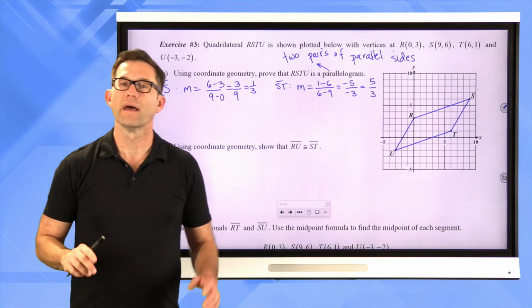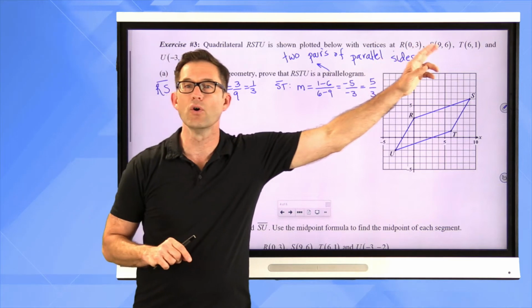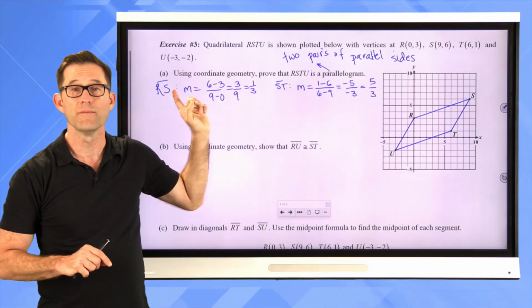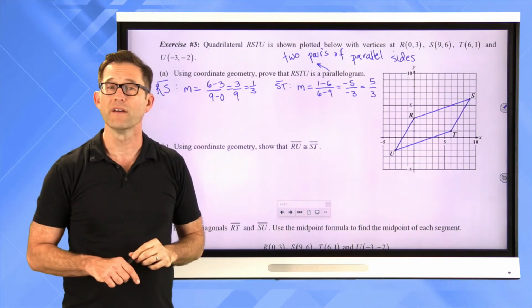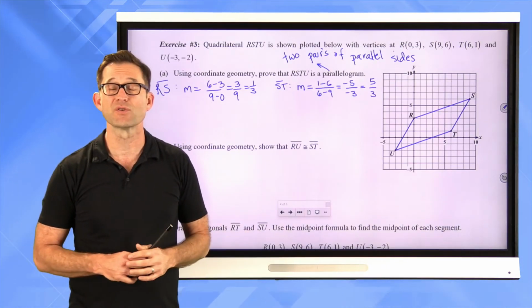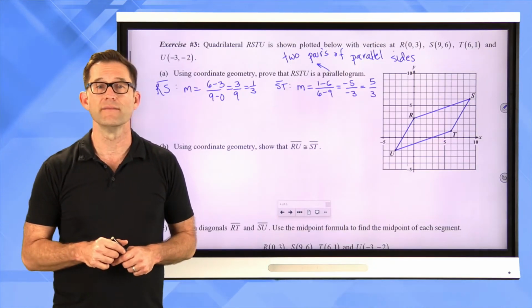Now what I'd like you to do is pause the video, use your slope formula and calculate the slope of TU and then the slope of UR. Hopefully, you're going to see some equal slopes so you can conclude that sides are parallel. Pause the video now and see what you get.